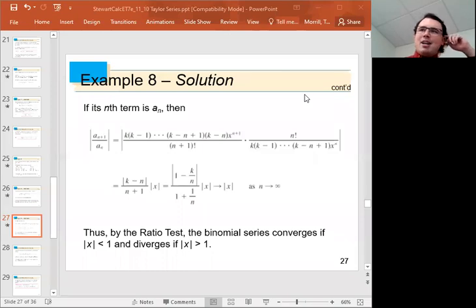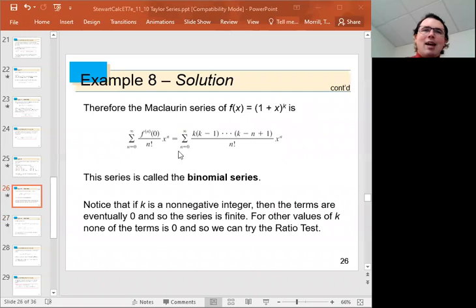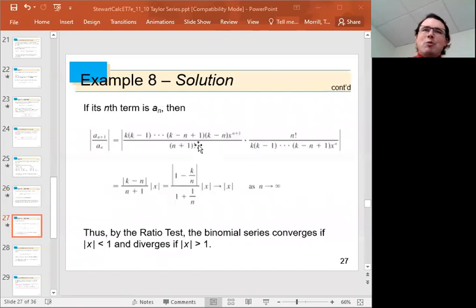The ratio test tells me that this series converges as long as the absolute value of x is strictly less than 1. And it will diverge as long as the absolute value of x is greater than 1. So here is another series, and it will converge to a function so long as we are between -1 and +1 on the x-axis.